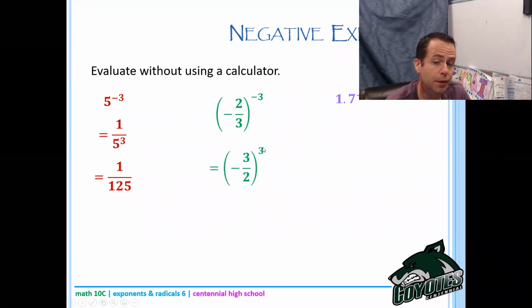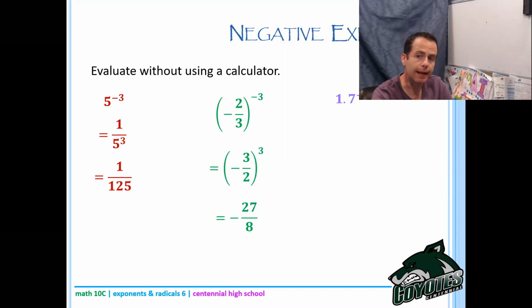And then I take that to the 3. So negative 3 to the 3 is negative 27, and 2 to the 3 is 8. So my final answer there would be negative 27 over 8. Okay. Now, 1.7 to the negative 2.